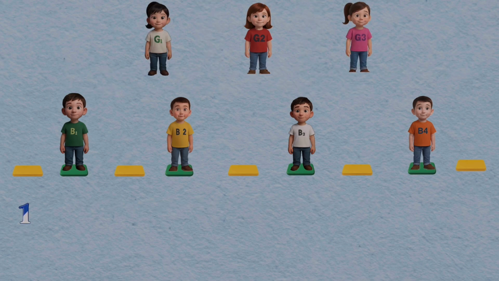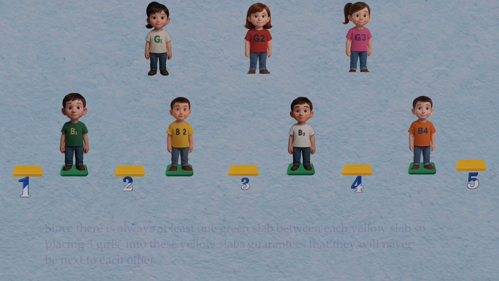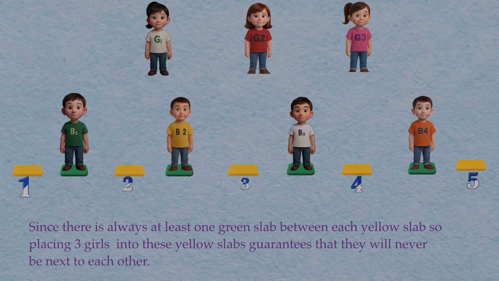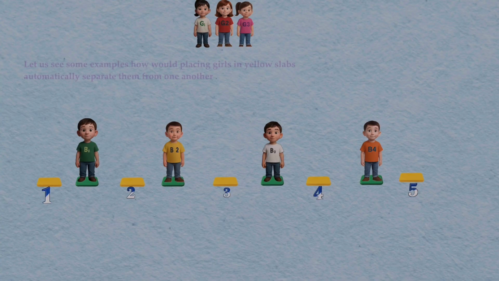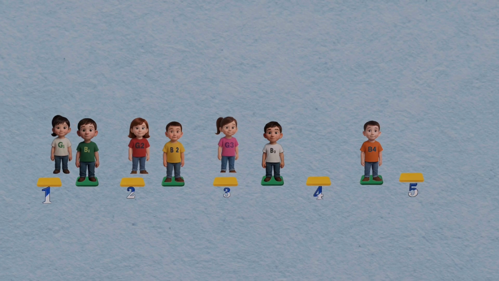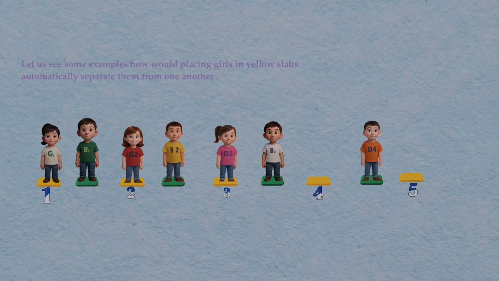Now, we mark these yellow slabs, numbering them. The arrangement itself solves the problem. We will place the 3 girls on yellow slabs, which are already separated from one another by green slabs. Because of this natural spacing, simply choosing any 3 of the 5 yellow slabs automatically guarantees that no 2 girls will be positioned side by side. That means we will place the 3 girls on the yellow slabs and the 4 boys on the green slabs.